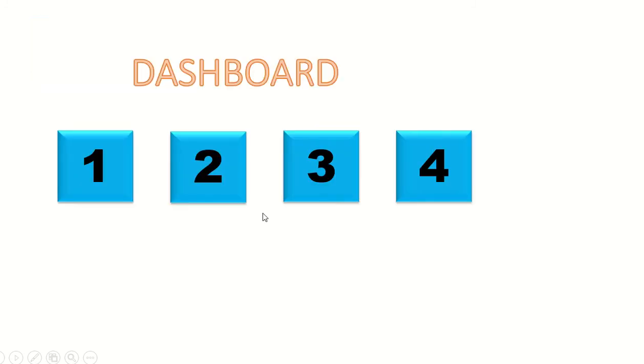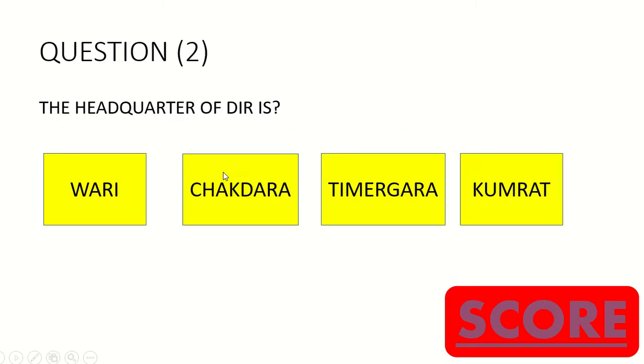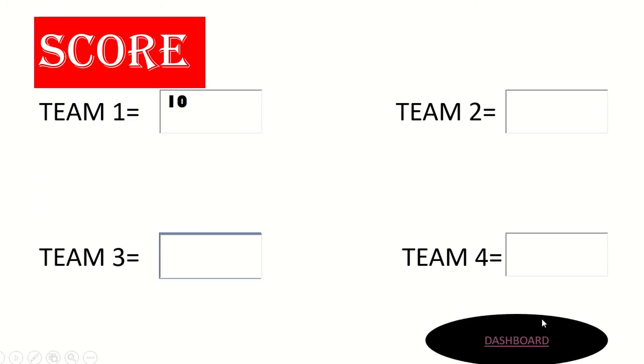Let's go back to dashboard and question second. The headquarter of Dir is? Sir, it's Wari. No, it's not Wari. It's Chakdara. No. It's Kumrat. No. It's Temargara. Yes, the correct answer is Temargara. Give him score -5 because their answer was wrong and 10 marks.